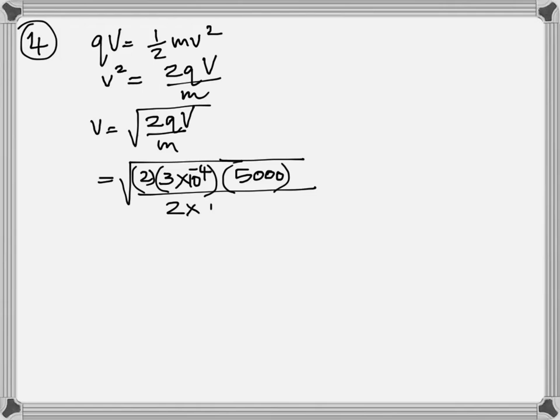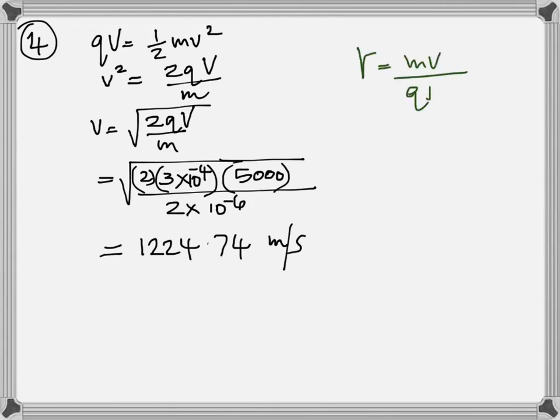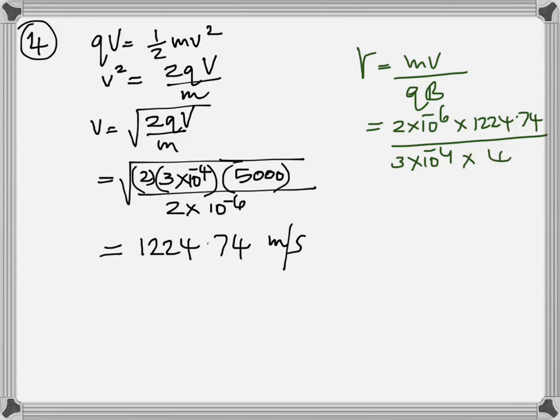So that gives you 1224.74 meter per second, and then plug it in the formula. R is equal to mv by qB, to give 2 times 10 to the negative 6, so that is the mass. We got the velocity divided by the charge times the magnetic field, and when you calculate it, you get the answer as 2.04 meter.